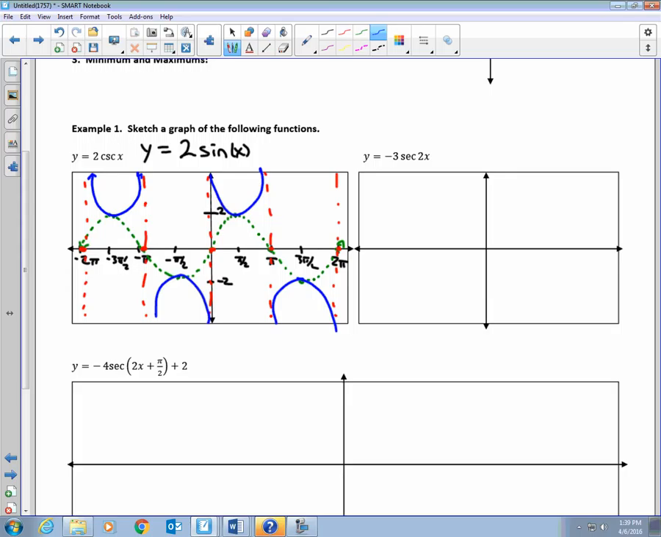Instead of graphing sine, what should I graph? I'm going to graph y equals negative 3 cosine of 2x. So I just switched the graph to cosine. Amplitude, 3. Period, pi, very good.